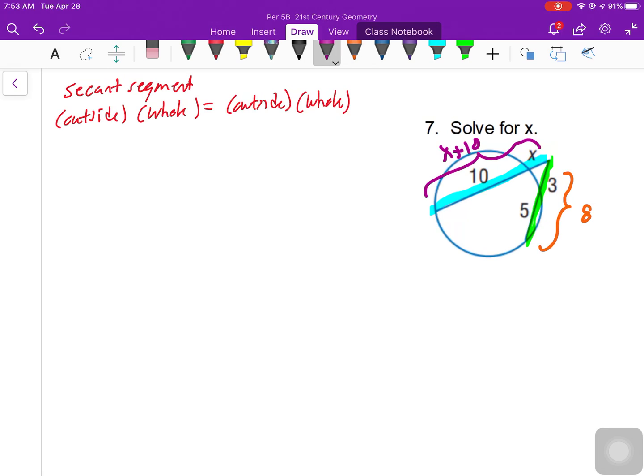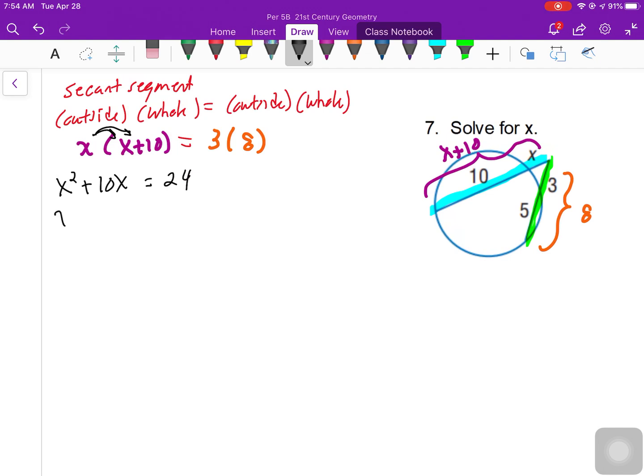And then when we go ahead and put that into our pattern, on the blue one, the one I highlighted first, the outside is x, and the whole length was x plus 10. For the green one, the outside is 3, and the whole length was 8. And now comes our algebra. We once again have to distribute: x squared plus 10x equals 24. This is a quadratic equation, so we have to get 0 on one side. x squared plus 10x minus 24 equals 0.